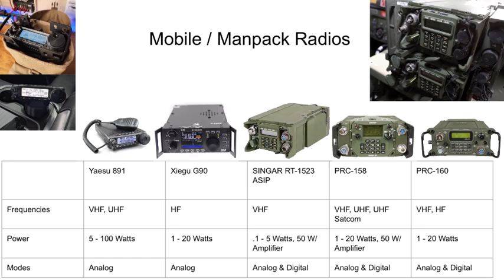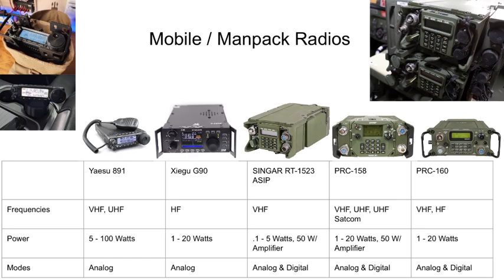Next is a radio that goes by many names. I've heard it called a SINGAR, an ASIP, 1523, but these are basically the standard for vehicle-mounted radios or man packs that I've seen in the infantry. They use VHF frequencies, and they can go down from 1 watt to 5 watts or up to 50 watts with an amplifier in a vehicle. These can do analog, and they could also do digital modes, which means that they can be encrypted.